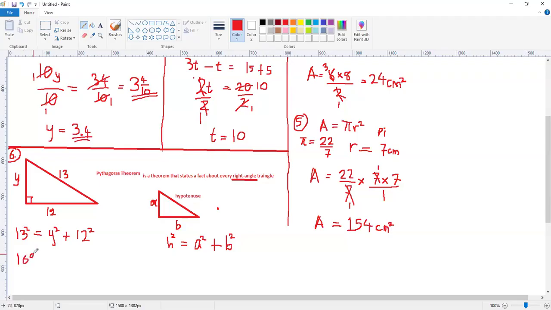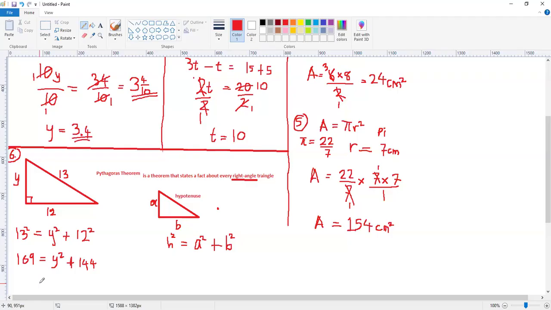So 169 equals y squared plus 12 squared. I'm sure you know 12 squared. 12 squared is what? 144. Exactly. 144. And now we're going to do our favorite thing, which is collecting like terms. So what are we going to do to both sides?